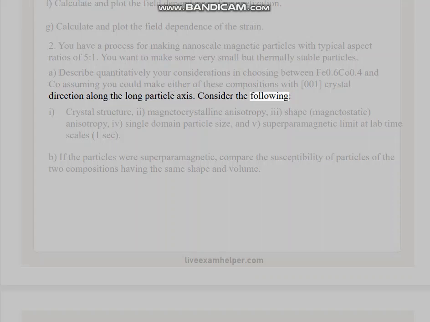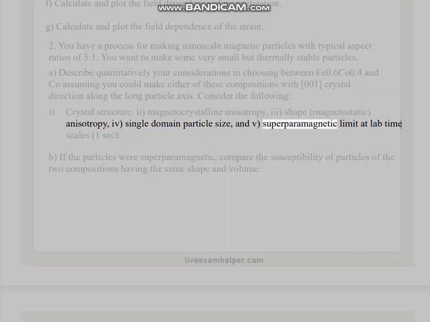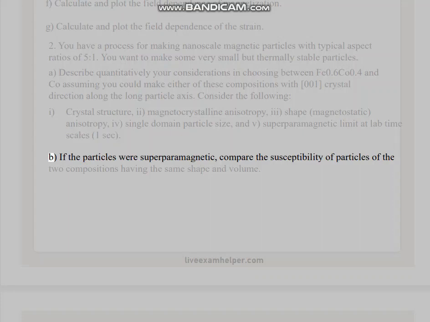Consider the following: 1. Crystal structure. 2. Magnetocrystalline anisotropy. 3. Shape, magnetostatic anisotropy. 4. Single domain particle size. And 5. Superparamagnetic limit at lab timescales, 1 second. B. If the particles were superparamagnetic, compare the susceptibility of particles of the two compositions having the same shape and volume.